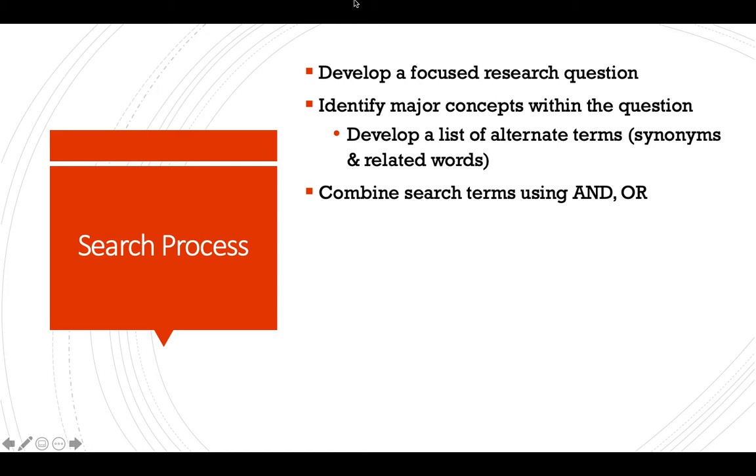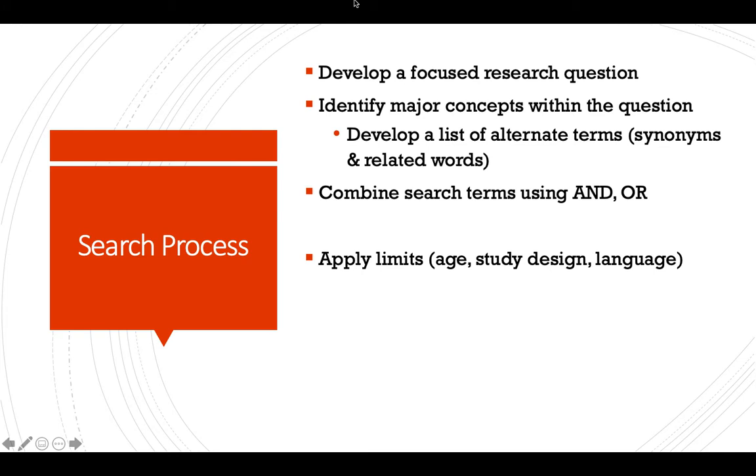Combine those search terms using AND or OR. AND is going to be across concepts, so when you want the overlap between two concepts. OR is when you have synonyms, and I'm going to give an example in a minute. But OR would be something like youth or teenagers, where I would consider those two words to be synonyms.